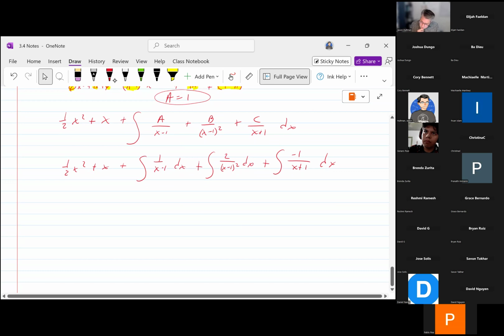Now we're going to do some u substitutions here. Here u is equal to x minus 1, du is equal to dx. This is the integral of 1 over u du, which is the natural log of u. But what was u? The natural log of x minus 1. Here, same thing: u is equal to x minus 1, du is equal to dx.